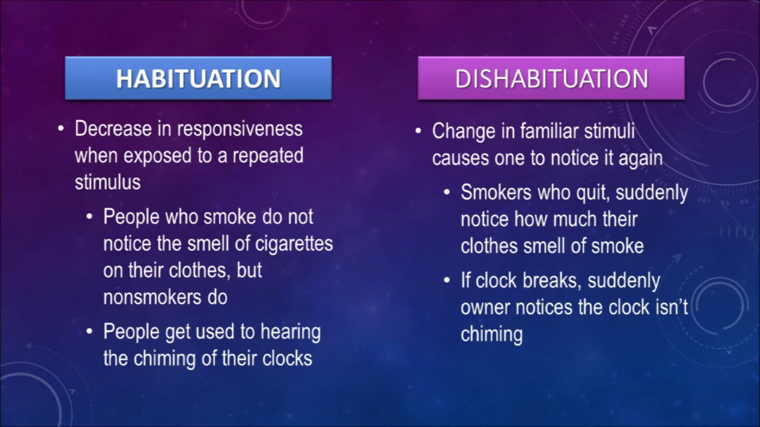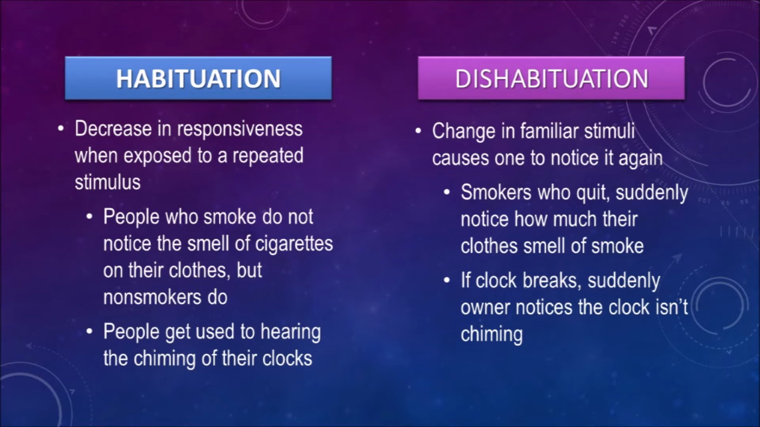Whereas dishabituation is a change in familiar stimuli that causes us to detect it and notice it. For example, when smokers quit smoking, they start noticing how their clothes smell. So they start noticing the smell of tobacco from their clothes that they were not previously experiencing.